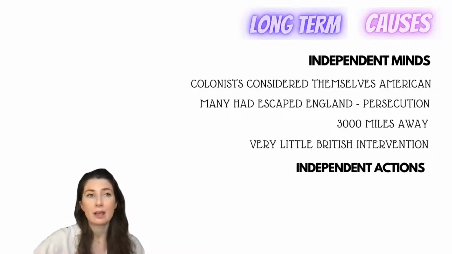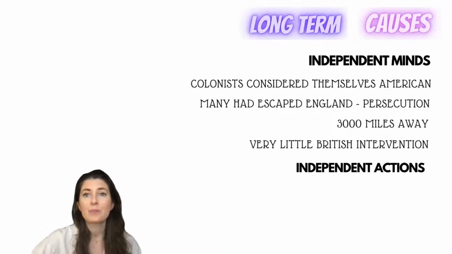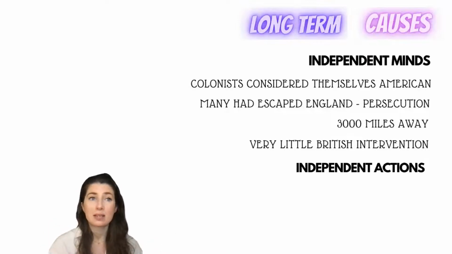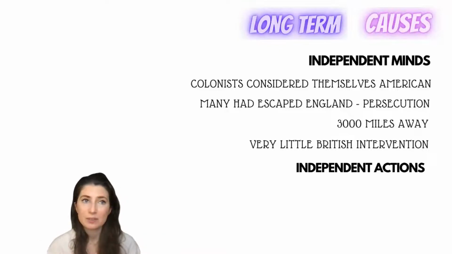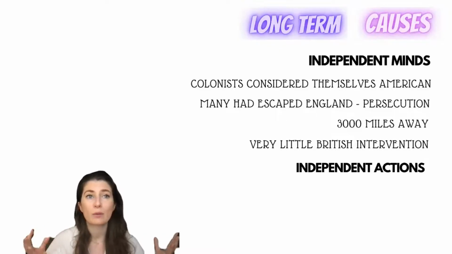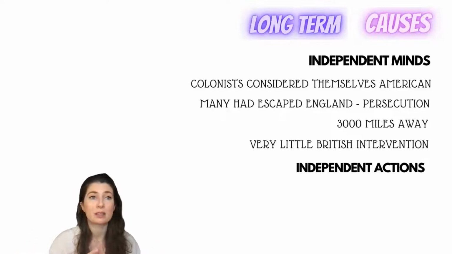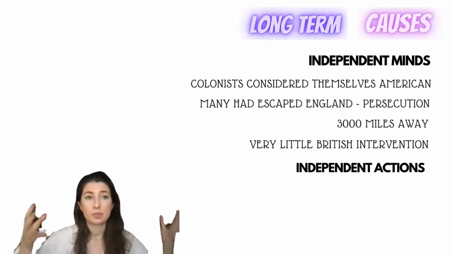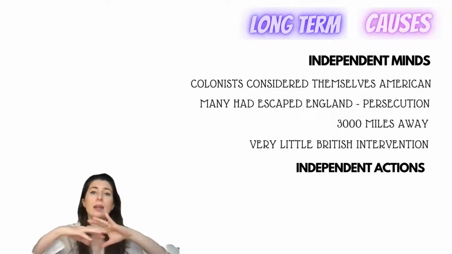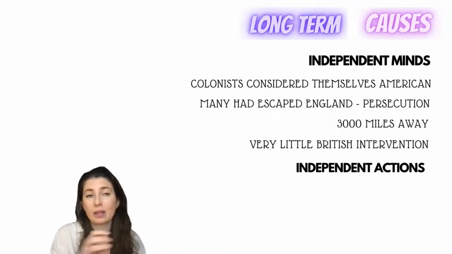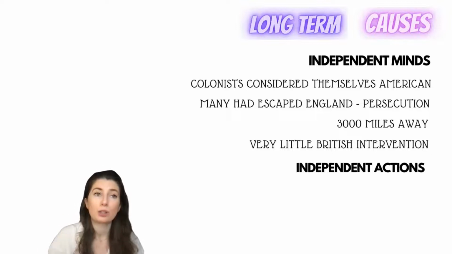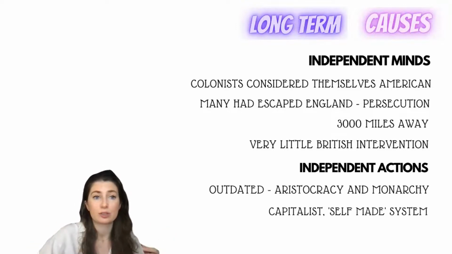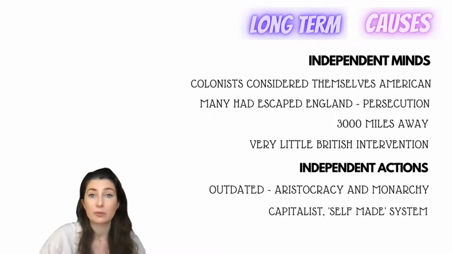Now, the second one is the idea of independent actions. The British system of aristocracy and monarchy was seen as outdated by this point, particularly in America. Those who had succeeded in America were businessmen, capitalists, entrepreneurs, who had gone out there with very, very little and set up their own businesses. In this case, most likely to be plantations. So of course, morally not okay, but they had been successful on their own. They were self-made people. They didn't rely on the social hierarchy or the aristocracy in the same way that people in Britain still did.